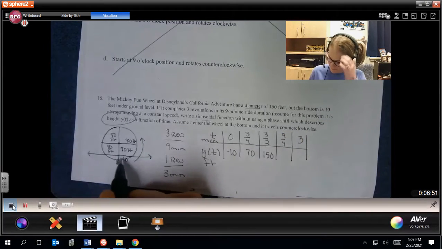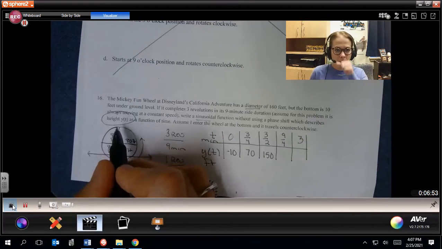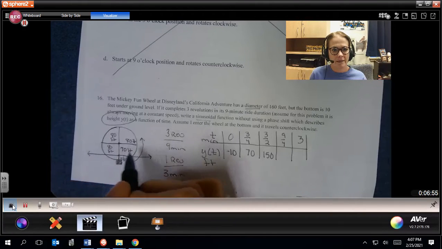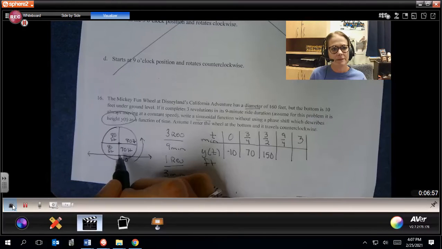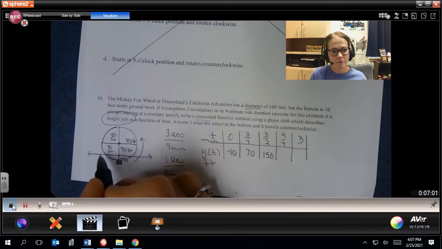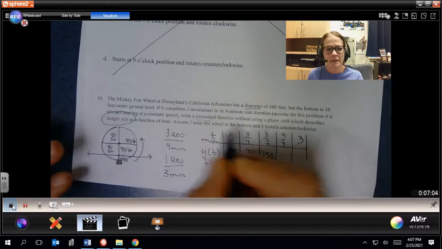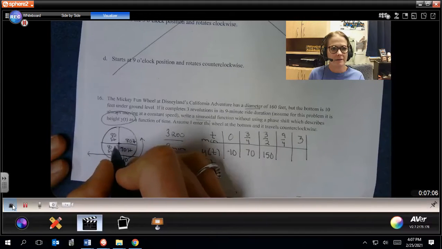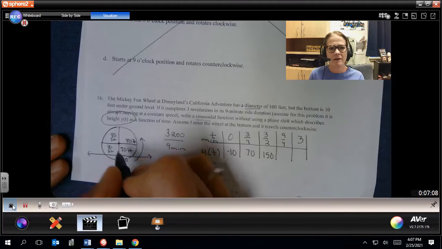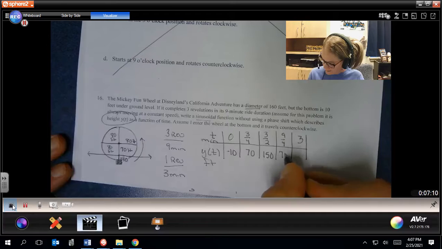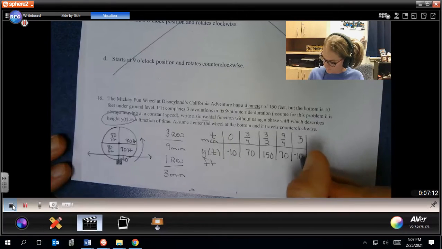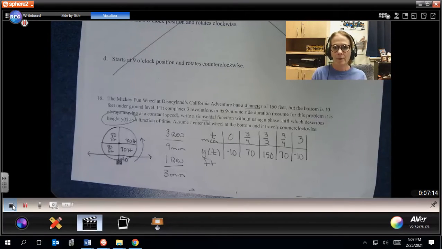Okay, so you got to account for this 10 underground. So just treat this like the coordinate plane, and that's 0, 0. So this is a height above ground of 150. Back to our 70 here. So this is 70 feet above ground. And then at 3, we're back at our starting point. And so we can write our sinusoidal for this with no phase shift, so that's nice.